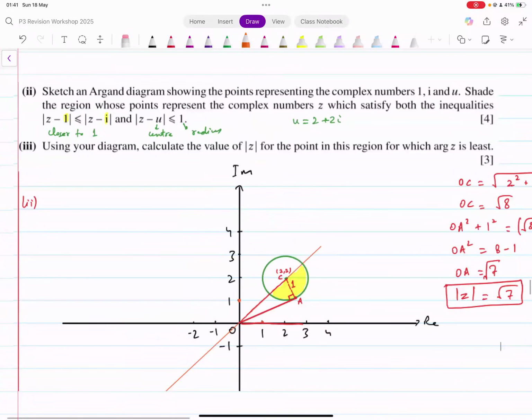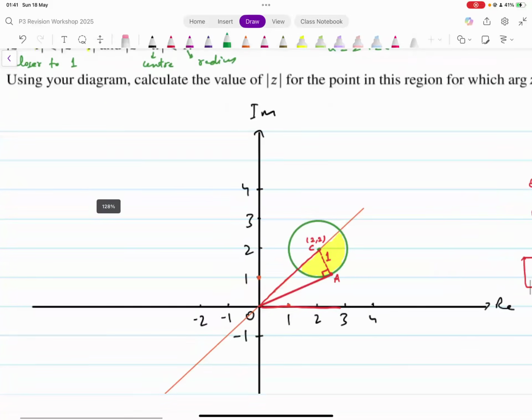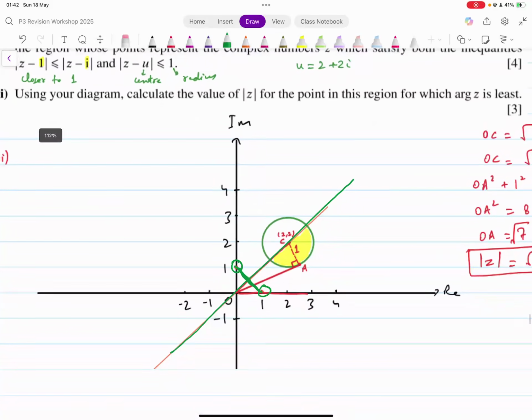This is another example. Again, you're given two inequalities here. Perpendicular bisector of 1 and i, you would draw that. And then you have to be closer to 1, right? 1 and i. So 1 is this, i is this. Perpendicular bisector of these two is going to be the y equals x line, right? Because this looks like this. It's a minus 1 gradient. When you draw perpendicular bisector of that, that will be the line y equals x, a 45-degree line like this.